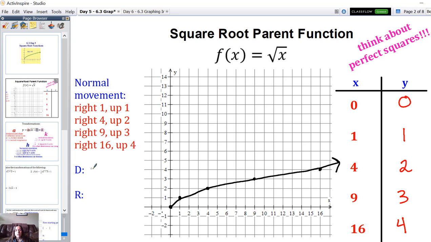Our domain. The domain always goes from the left to the right. The farthest to the left that this graph gets is at an x value of 0. And it's a filled-in circle, so it gets a bracket at 0, and then it's going towards infinity, going to the right forever and ever. Then our range, the lowest that this graph gets, the lowest y value, is also at 0, and this arrow is going upward forever and ever, so our range is from 0 to infinity, where 0 is included.